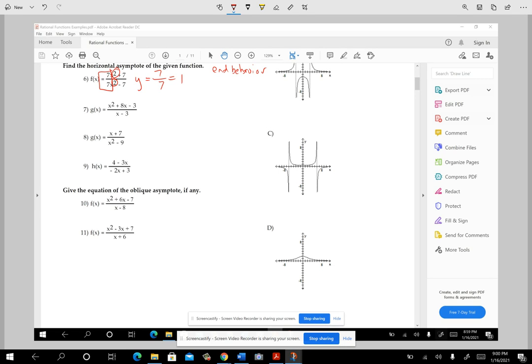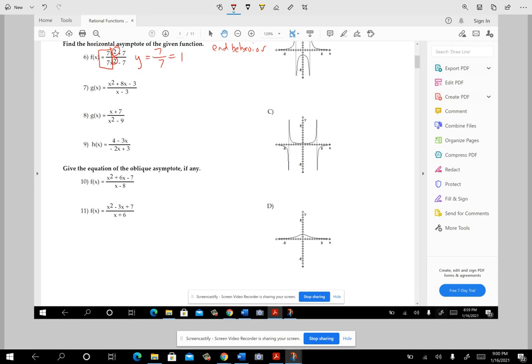Okay, now let's look at 7. All right, so on this one, you see on top, we have a degree of 2. On the bottom, we have a degree of 1. So on top, the degree is 1 more on top.